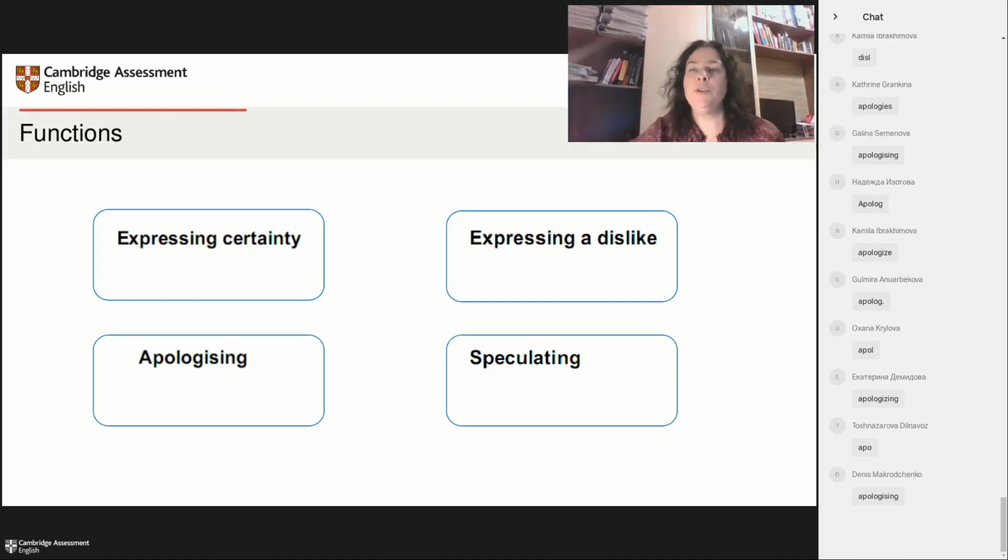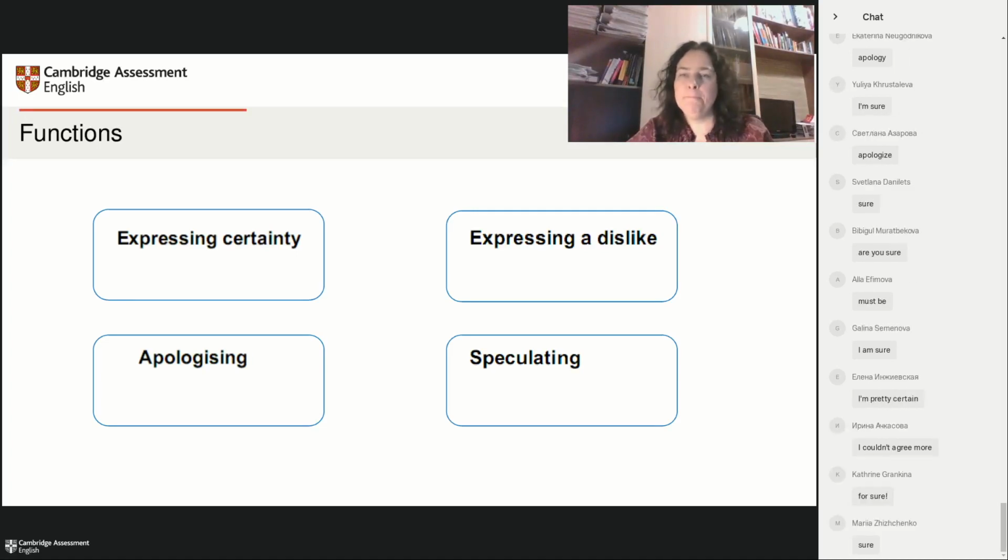Okay, let's focus on the first box. Expressing certainty. How can you do that? Who can type in some ideas, an exponent for that? Which phrases can we use? I'm sure, definitely. That must be very good. Modals of deduction. Or you are definitely right. Yeah, something like this. Exactly.